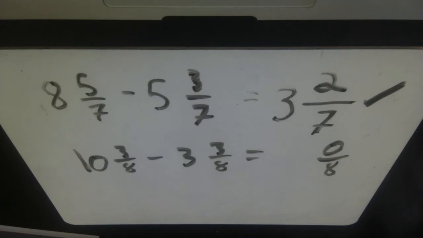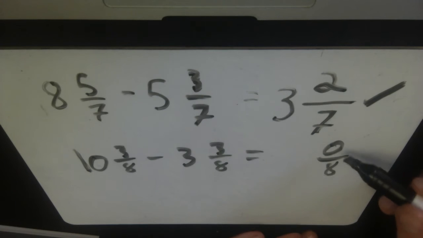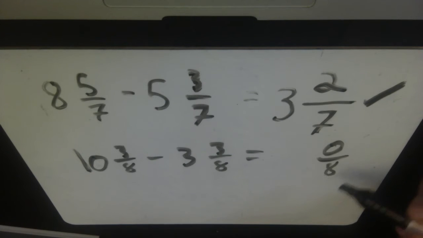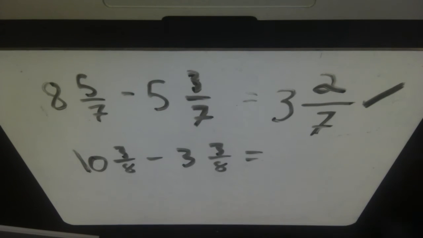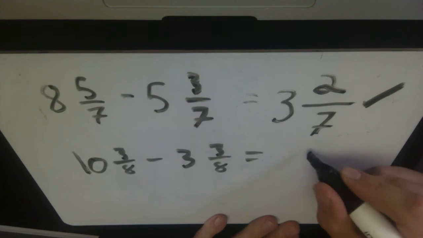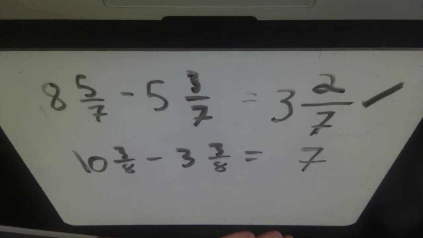Is that anything? Is that really a number? No, because there's 0 of them. So it's asking how many times does 8 go into 0? Well, it doesn't happen. So it doesn't exist. So we can get rid of that. Well, 10 subtract 3, we get 7. So my answer there is 7.